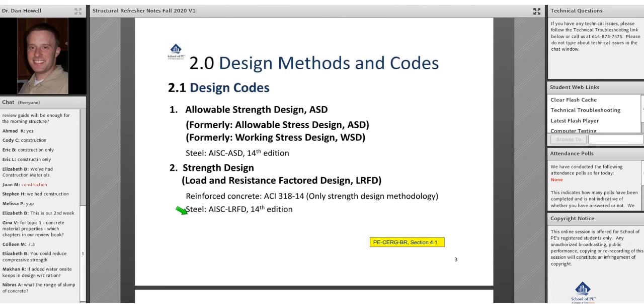Numerically, they may be different for the two methods. What will be the same is the answer that you color in for your bubble. So it's answer A for ASD, it's answer A for LRFD, even if the numbers are a little bit off.